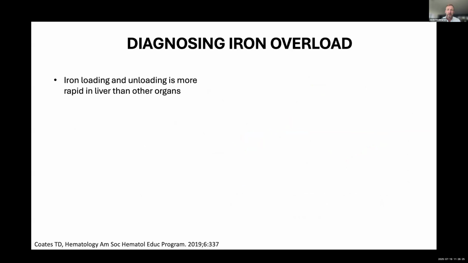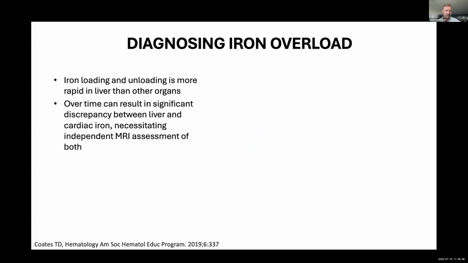Another important thing is that the rate at which iron loads in the liver is different from the rate at which it loads and unloads in other organs in the body. What that means is that your liver iron can mislead you about how much iron loading is happening in other organs. Because of this, over time, the amount of iron in your heart and in your endocrine system is not necessarily going to be predicted by how much iron is in your liver.